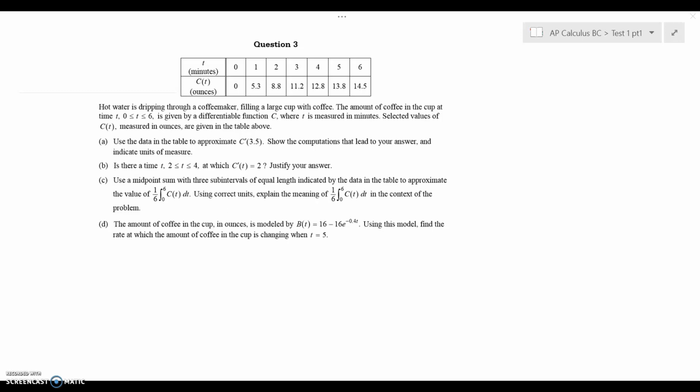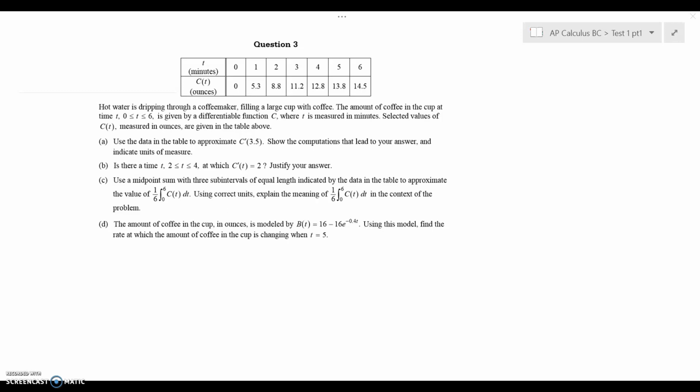So they're giving you a table of information, which is really common for the AP to give you. You're talking about minutes, so you're talking 6 minutes of time, and you're measuring the amount of a coffee cup that's getting filled. And they've used different things over the years in terms of what's getting filled, but they're going to be asking you just about rate of change on this one. So we've got C being measured in ounces. It's how many ounces are in this cup. And you can see that over time it's going up. So the amount is increasing.